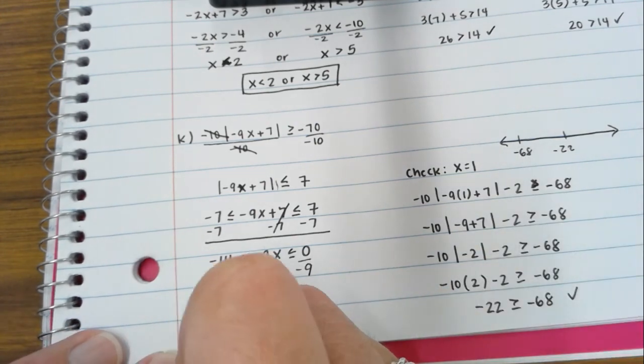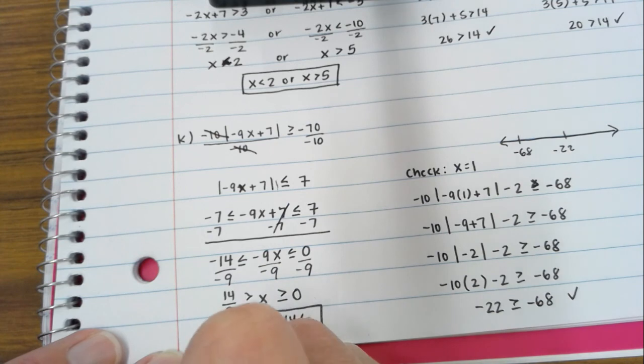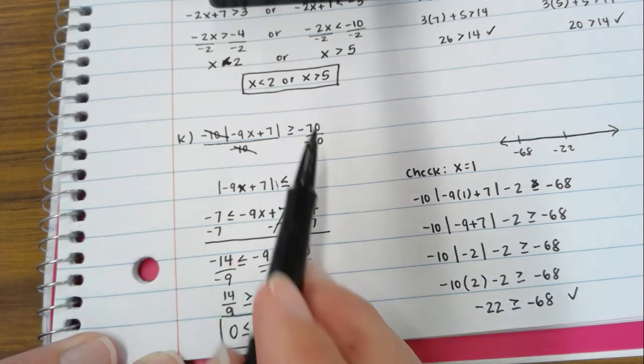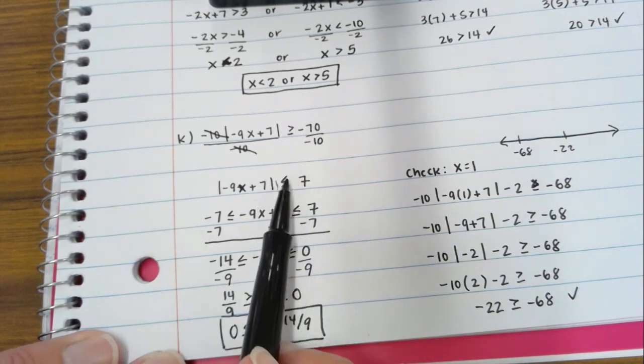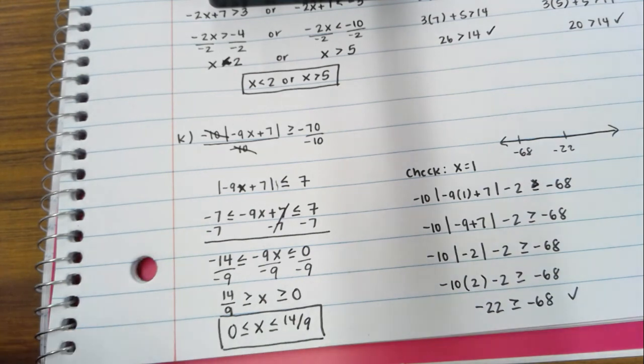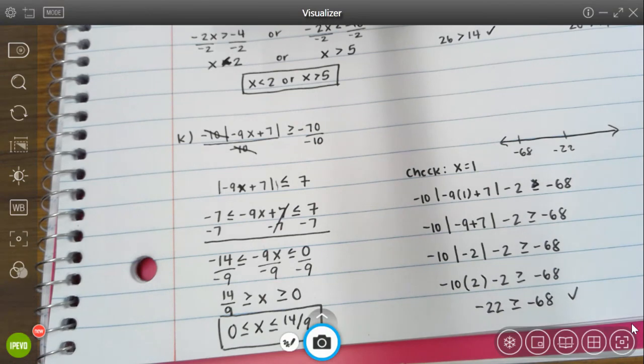So this ends up being a compound inequality that says x is somewhere in between 0 and 14/9. And again, I should be seeing your answer like this because when we got the absolute value bars by themselves, it was a less than or equal to, so you should be ending up with a compound inequality. So I hope that helps with that one. Please let me know if you have any more questions or if you have any questions on the solving ones.